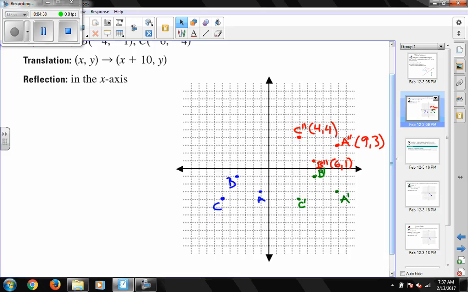If you were to do the reflection first and then do your translation, you would end up with the exact same process and you would get the same points because the translation occurs parallel to the line that we're reflecting over. So that is one special case where order does not matter in how we do these.